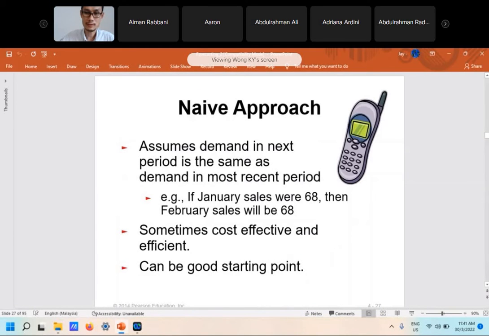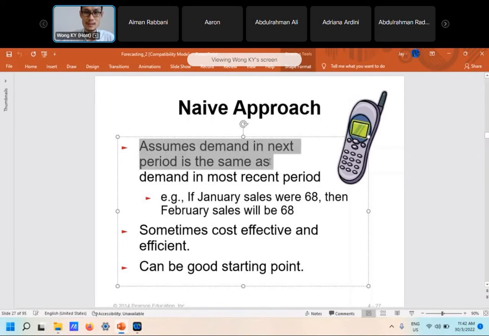Now, naive approach is the simplest. You know what naive is, right? Naive means stupid, basically. Naive means not based on anything. It's just naive. It's old school. Old school of thoughts, stupid thoughts, naive approach, or traditional. So if you use this kind of approach to do forecasting, what we do is we just assume demand in the next period is the same as demand in the most recent period. For example, if sales in January were 68 units, then what is the forecast of February? The forecast for sales in February will also be 68.